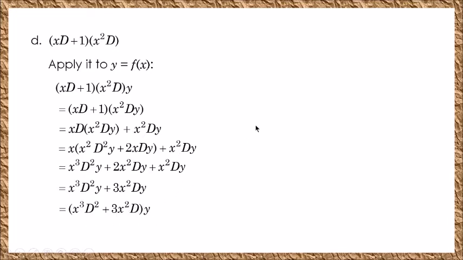So we have (xd plus 1)(x squared d) is therefore equal to an expanded form x cubed d squared plus 3x squared d.